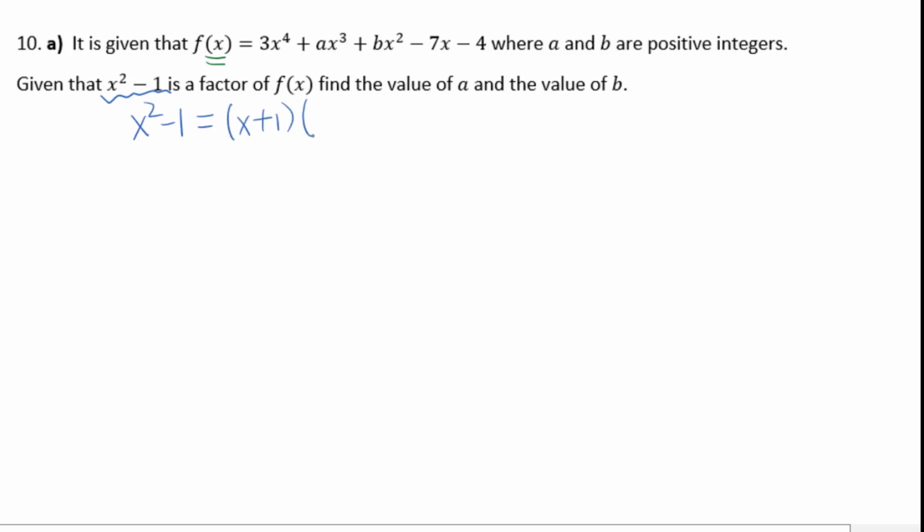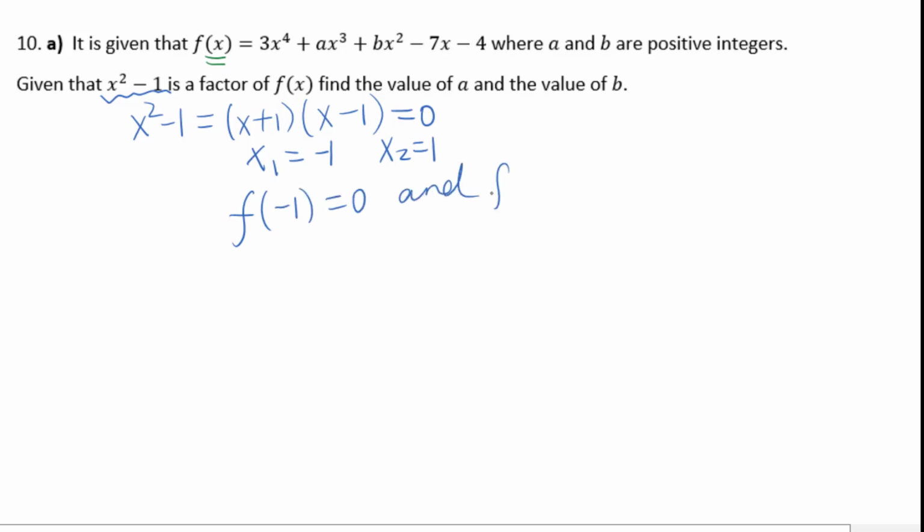Since x squared minus 1 is a factor, we can also factor it as x plus 1, x minus 1, which means x plus 1 and x minus 1 are also factors of f of x. We will set this equal to 0 to figure out the roots: x1 equals -1, x2 equals 1. Since x1 and x2 are the roots of f of x, we know f of -1 equals 0 and f of 1 equals 0. We will use these two equations to figure out a and b.